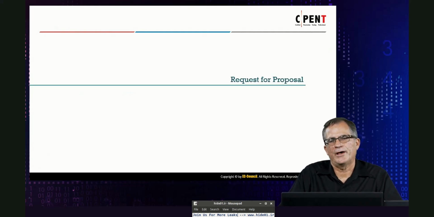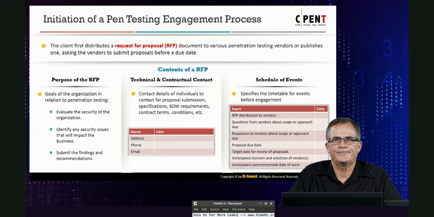So the first component we have to be aware of is a request for proposal, otherwise known as an RFP. So they distribute the RFP when they want to do what? They want to get some people to quote on the test, right? If they want to evaluate the security of the organization, they want to identify insecurity issues, they want the findings and recommendations. That's what the RFP is. Then the technical information is a statement of work that tells you what they're going to do as part of that RFP. And then they have the schedule of events, and that's the timetable for the events for the engagement. All of these are part of that RFP, or request for proposal.